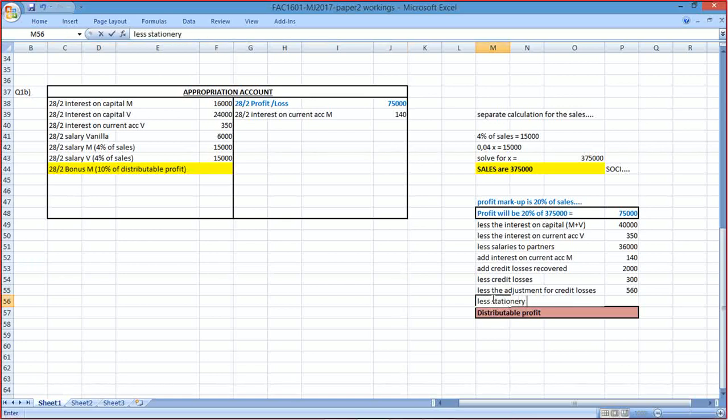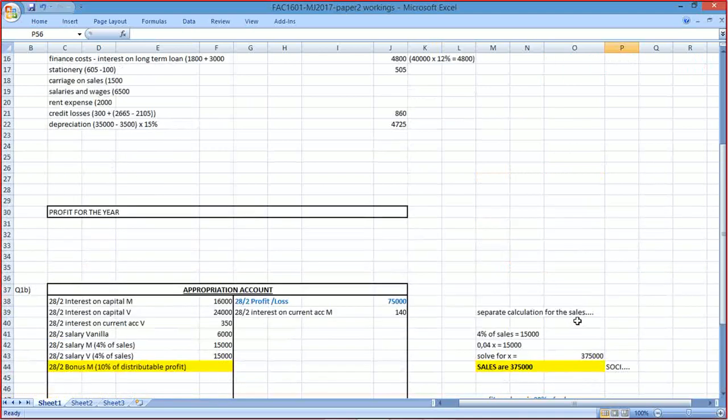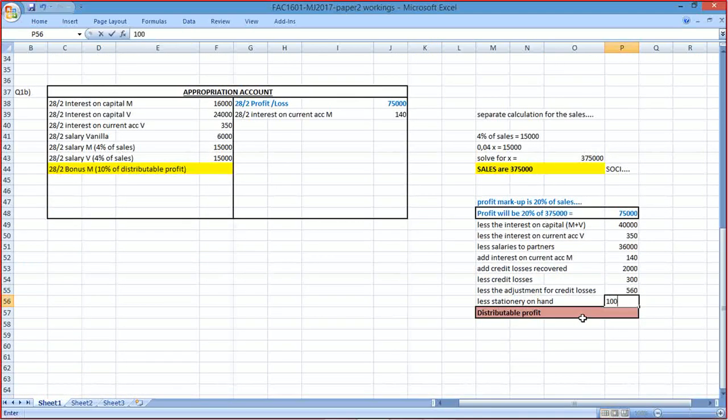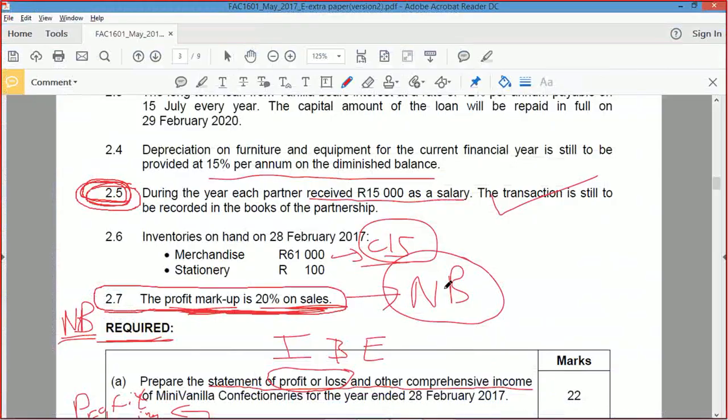Less stationery not used. Stationery on hand. That's why they use the correct terminology. Okay, how much was the stationery on hand? It was minus 100.